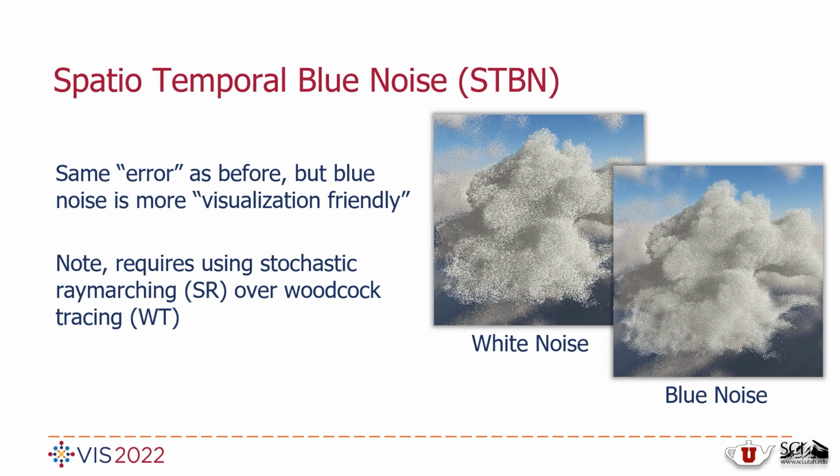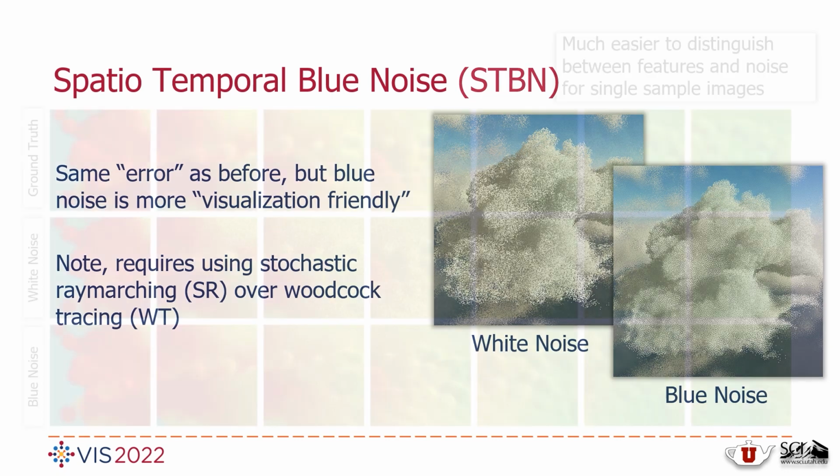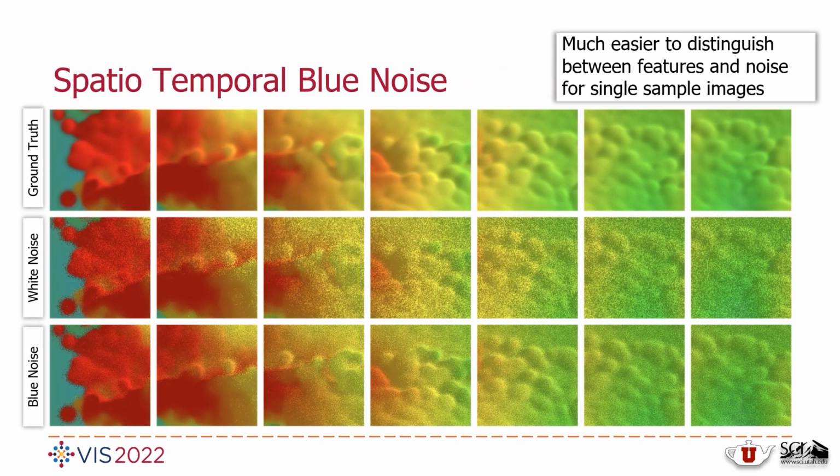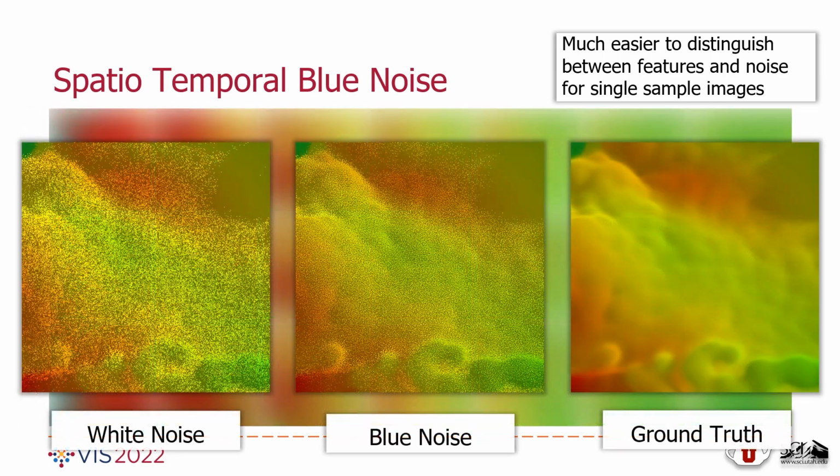Note that using blue noise requires using stochastic ray marching over Woodcock tracking in order to maintain a correlation between the input random numbers and the output random luminance values. With spatiotemporal blue noise, it's much easier to distinguish between features and noise for single sample per pixel images, greatly improving understanding during time series exploration.